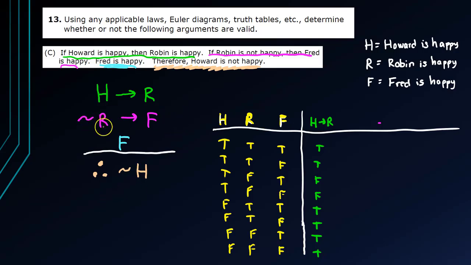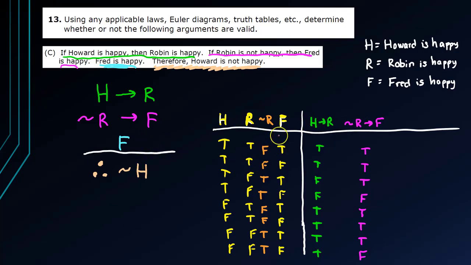For this one here, the second line, I need to first have not R. So I'm going to put that in there. So I'm just negating R. And now I'm going to say, okay, if not R, then F. So I'm looking at these two columns. So this would be true, this would be true, this would be true because they're both true. This would be false. True, true, true, and false. So my truth table is true, true, true, false, true, true, true, false.